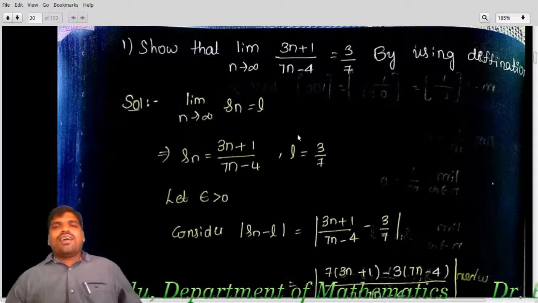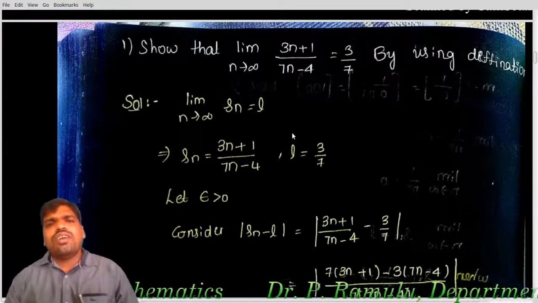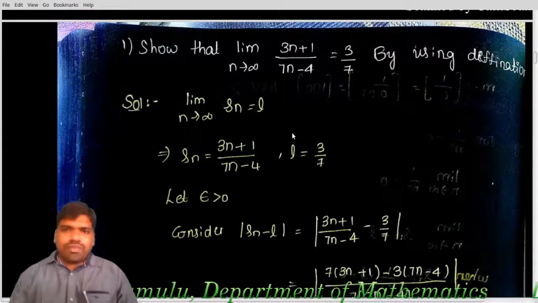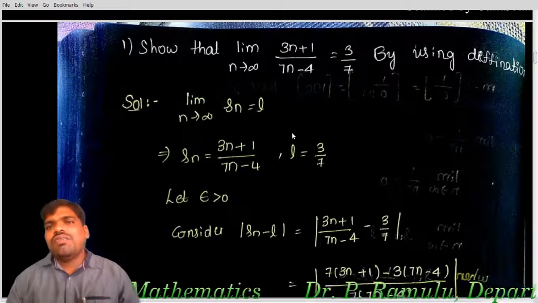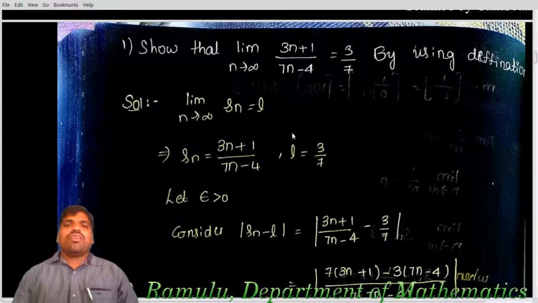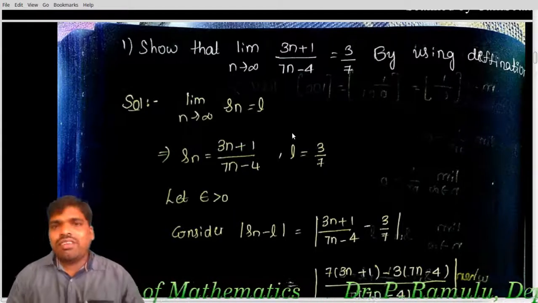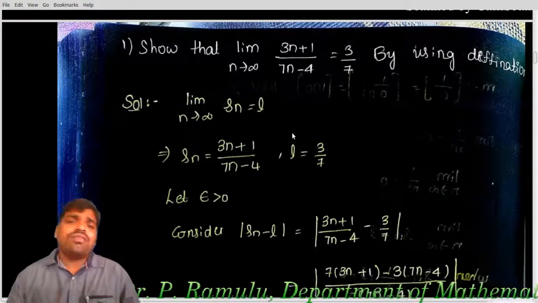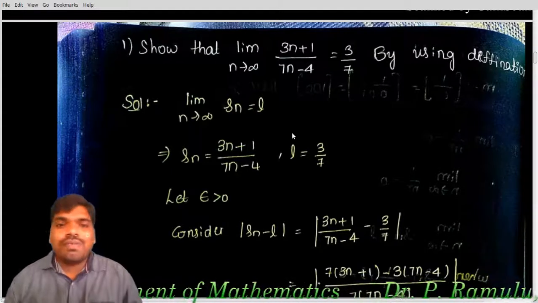Show that the limit of n tending to infinity of 3n plus 1 by 7n minus 4 is equal to 3 by 7 by using the definition of limit. Here the limit is in the form of limit Sn equal to L. Sn is equal to 3n plus 1 by 7n minus 4, and L equal to 3 by 7.